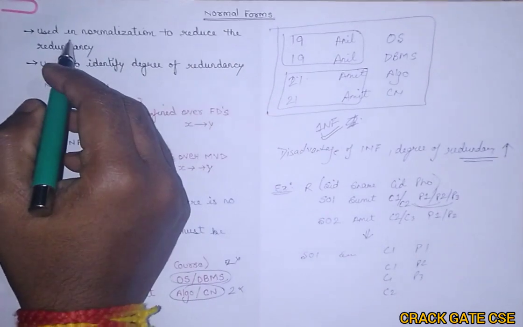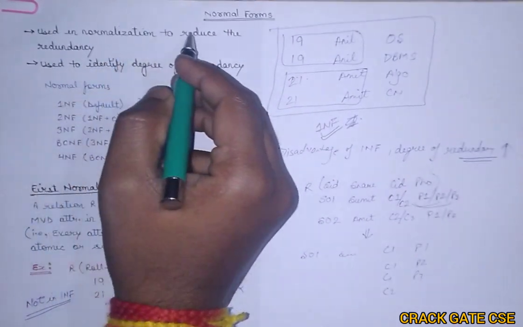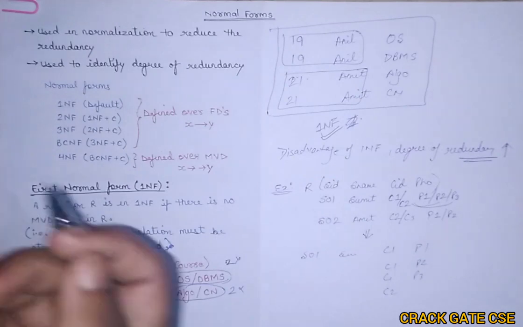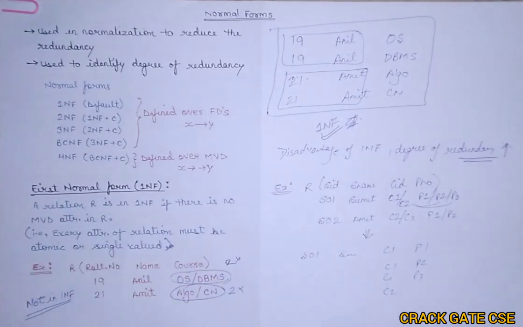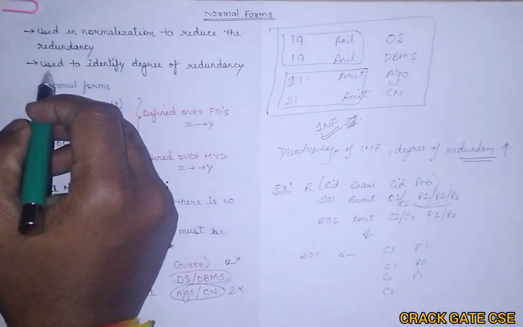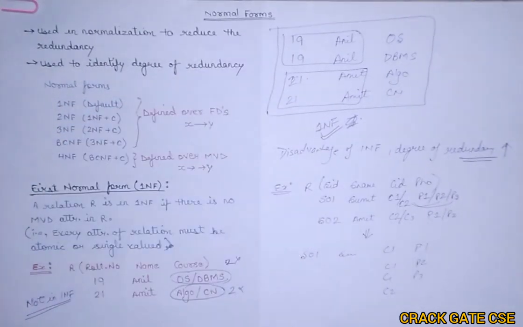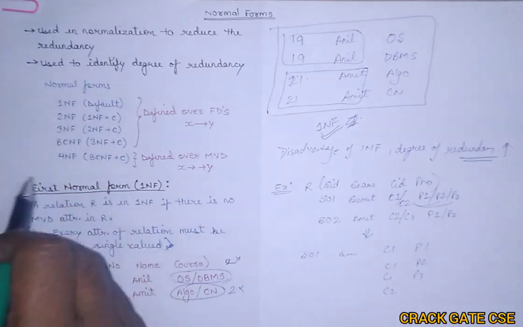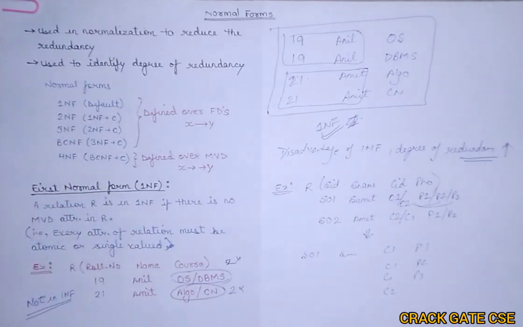Normal forms are used in normalization, and normalization is used to reduce redundancy. So we can identify the degree of redundancy using the normal form. If a relation is in 1NF, then there is a higher degree of redundancy, and if it is in 4NF or BCNF, then it is comparatively less redundant than 1NF. There are basically 5 types of normal forms which are used nowadays. There are 2 more normal forms, 5NF and 6NF, which are not generally used in databases.